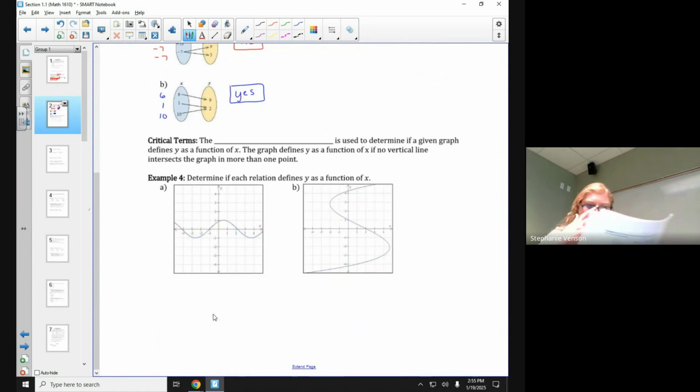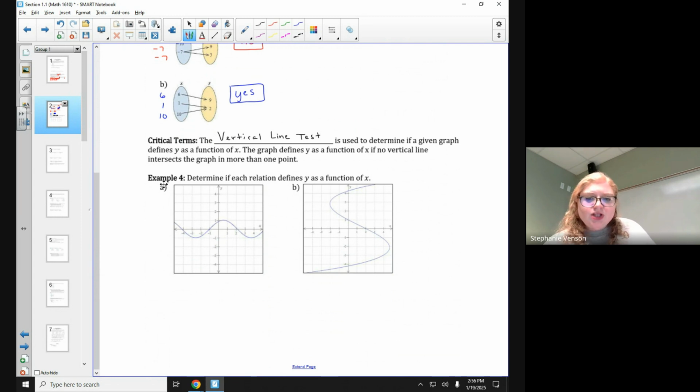Let's do some more critical terms. Let's talk about the vertical line test. Okay, so that's your blank here. The vertical line test is used to determine if a given graph defines y as a function of x. The graph defines y as a function of x if no vertical line intersects the graph at more than one point. Okay, so let's talk about this real quick.